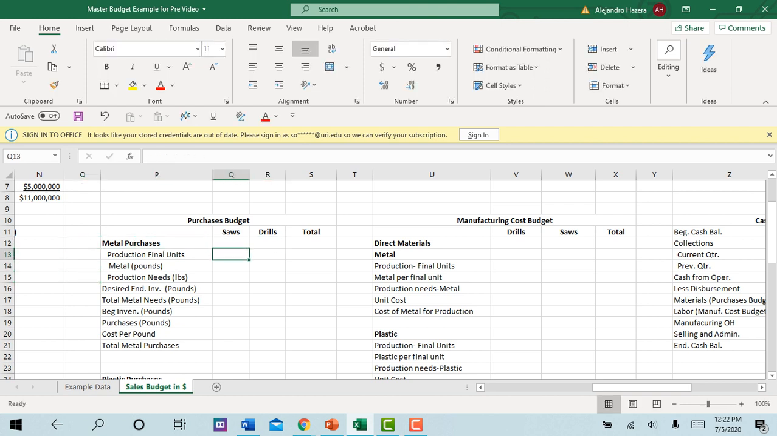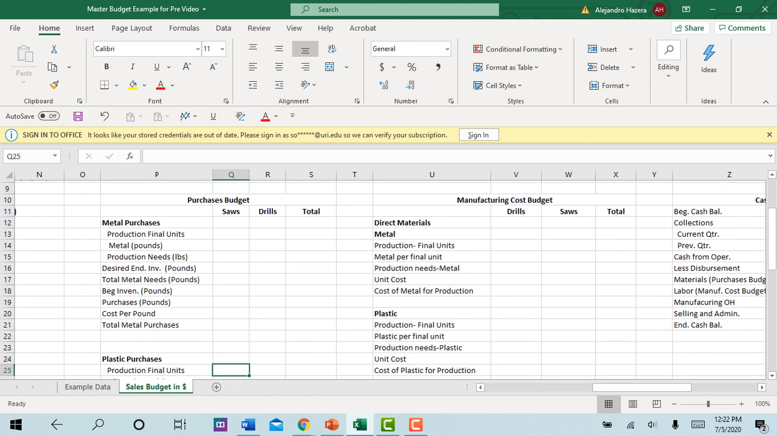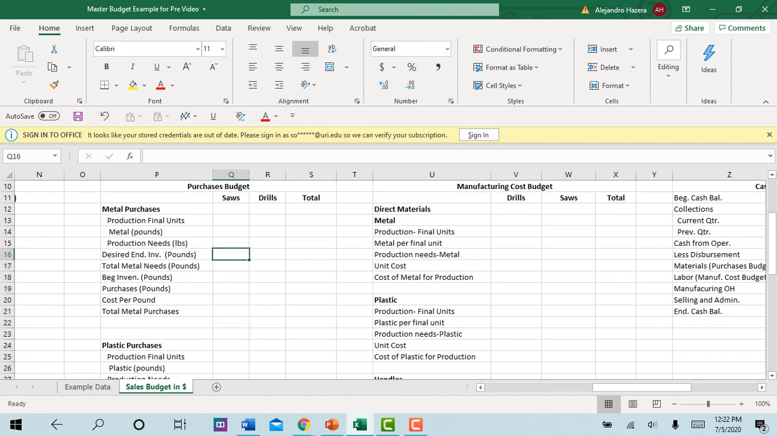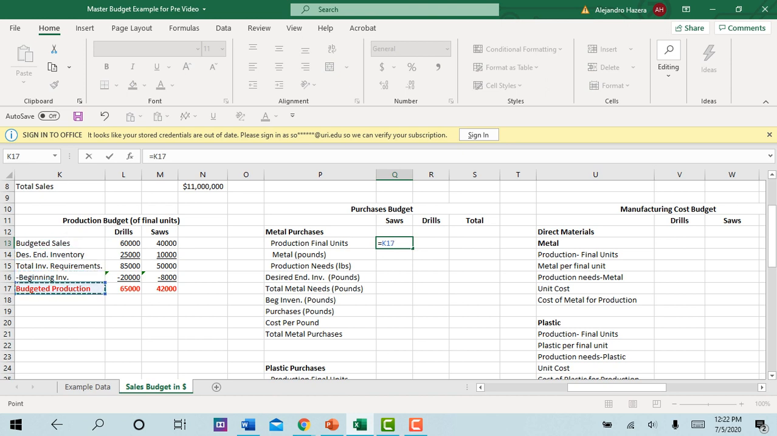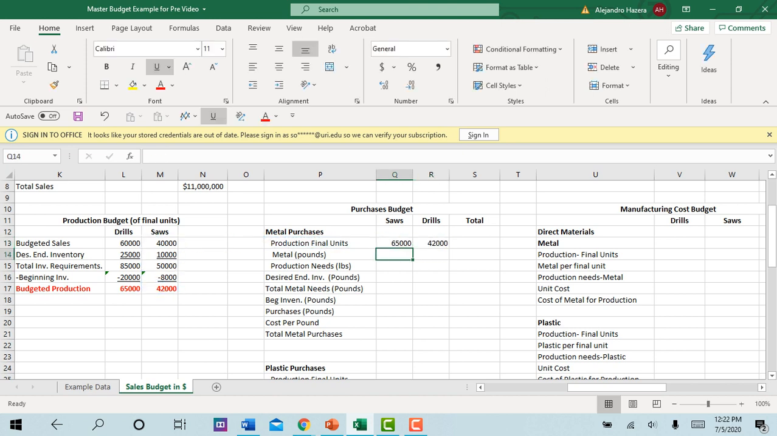So let's go ahead and start. You're going to notice the logic for these is the same. We start by asking ourselves, for each type of product, how many final units do we have to produce? Now that comes in from the production budget. So we know we're going to produce 65,000 units of saws and 42,000 units of drills.